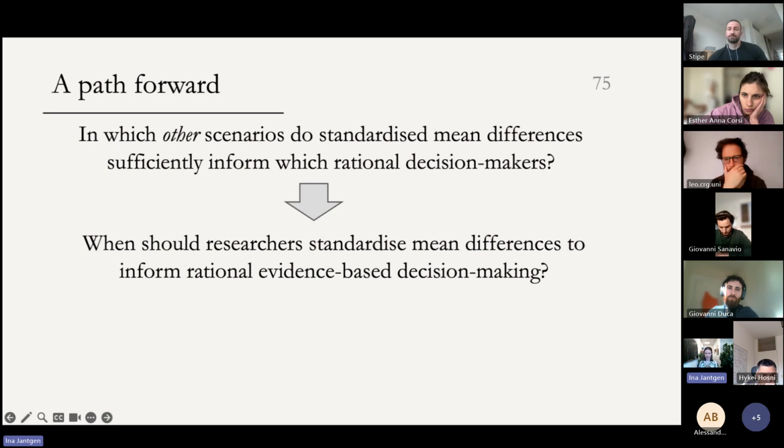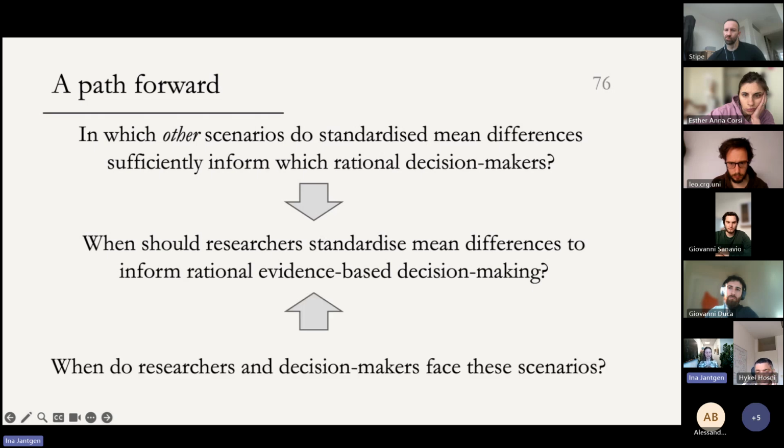We should ask more generally, in which other scenarios do standardized mean differences not strip away decision-relevant information, sufficiently inform agents, and in particular, which other scenarios are not quite as restrictive on the kind of measurement uncertainty. So for instance, we could try to relax the assumption on certainty about quantitative measurement and see if we can find scenarios in which standardizing still never strips away decision-relevant information.